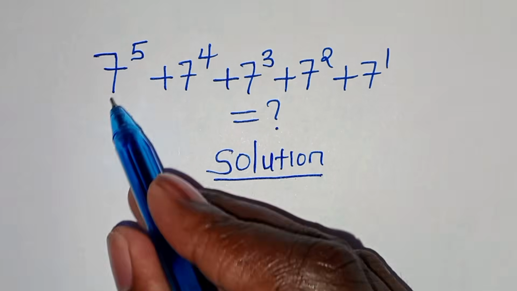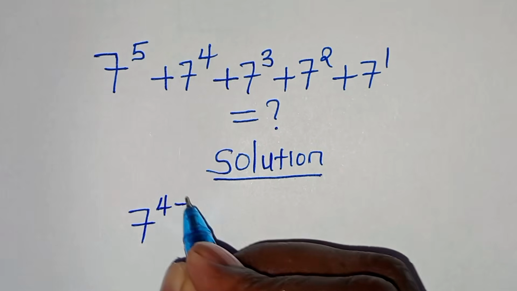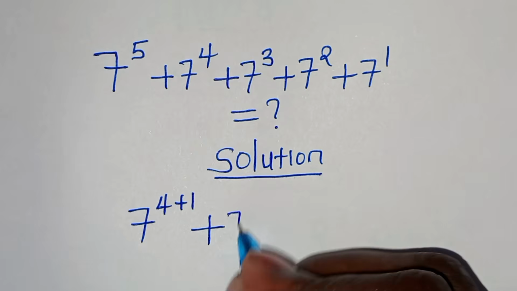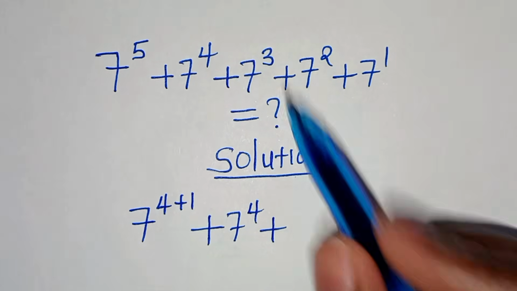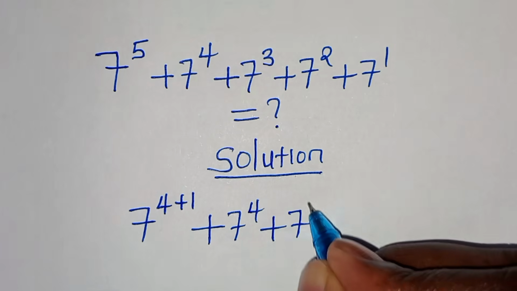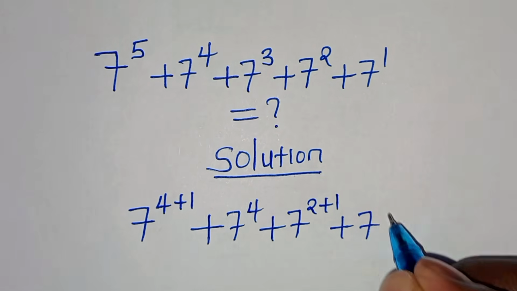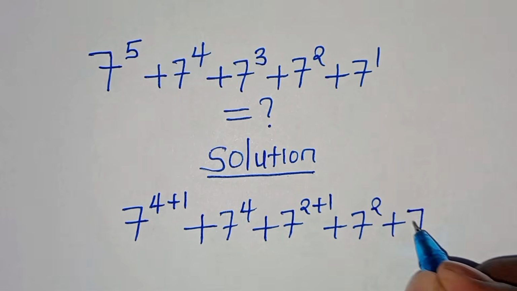We can express 7 to the power of 5 as 7 to the power of 4 plus 1, then plus 7 to the power of 4, then plus we can express 7 to the power of 3 as 7 to the power of 2 plus 1, then plus 7 to the power of 2, then plus 7 to the power of 1, which is 7.